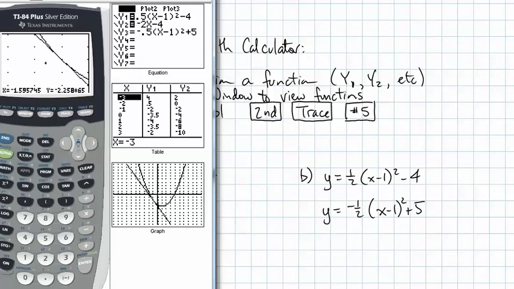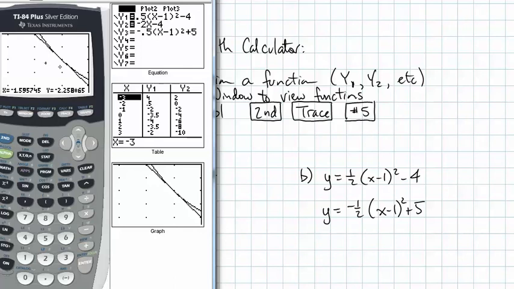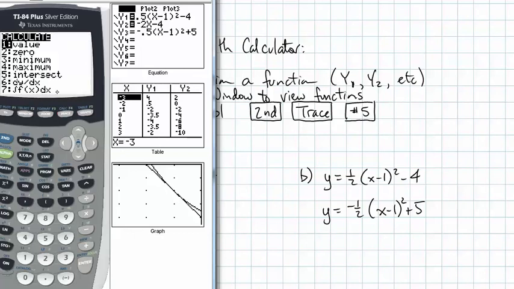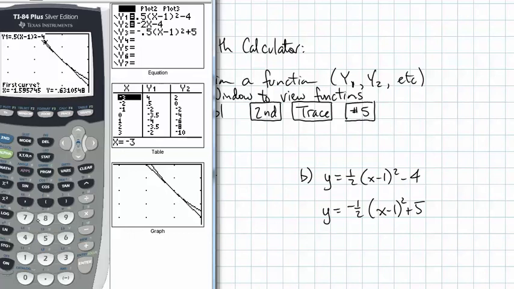There's the line. Sure enough, it does look like it just touches at one point, which is called tangent. So I'm going to push second function, trace, to get to the intersect menu. I'm going to choose option 5. I'm going to be asked three questions.